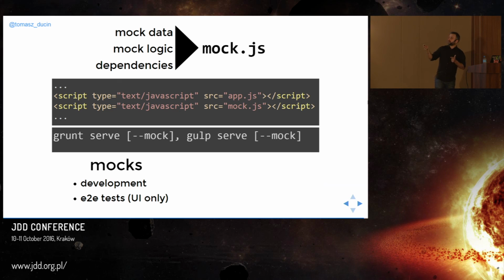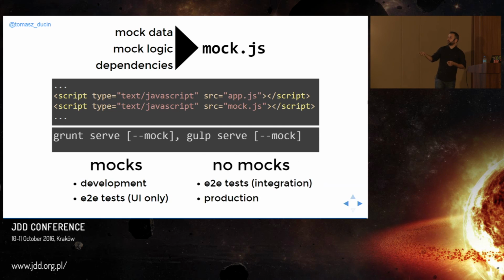But there are situations, of course, when we don't want to have mocks. This is basically the integration. If you want to see how our interface works with the real backend application, and of course the production. So in CI, whether it's Jenkins, TeamCity, or whatever you use, you will just define that it might be --mock or just no flag for this.